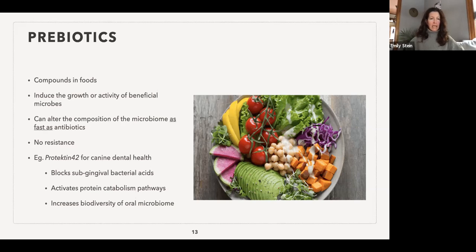And an example of that is Protectin 42 for canine dental health. What it does is use nutrients to simultaneously block subgingival bacterial acid production, but also activate protein catabolism pathways in the bacteria. And the result is a change in the metabolism of the biofilm, which correlates with an increased biodiversity. So you're expanding the diversity of that oral biofilm in the mouth to reduce inflammation and downstream disease processes, which is a pretty new, novel approach.